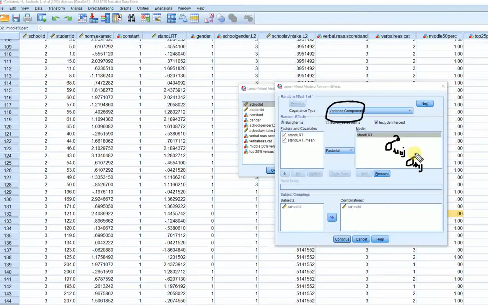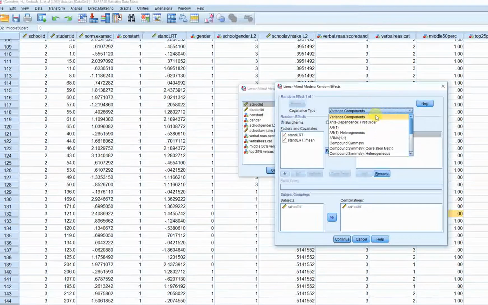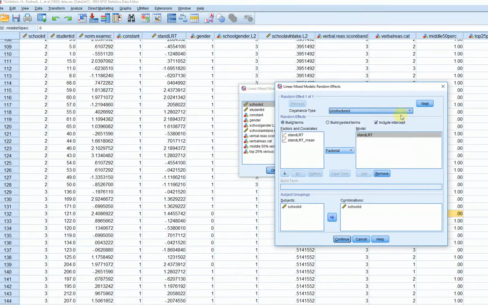The next component, though, is that we could theoretically model the covariance between the intercepts and the slopes across groups. So in other words, we could theoretically model the covariance between those two components if we want. And if we want to do that, we can just click on this button right here, go to unstructured. And so it will model the variance of the intercepts, the variance of the slopes, and then also the covariance between them across the groups.